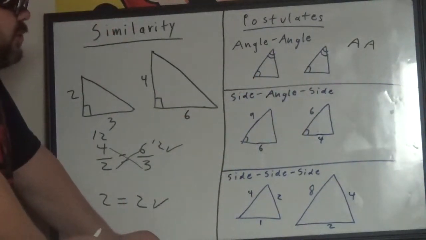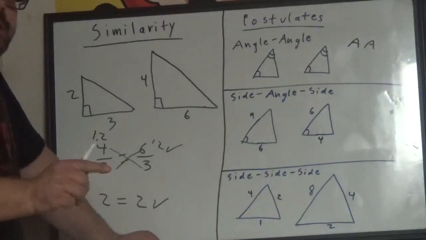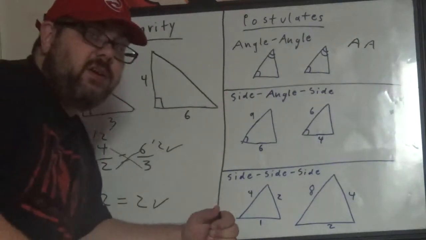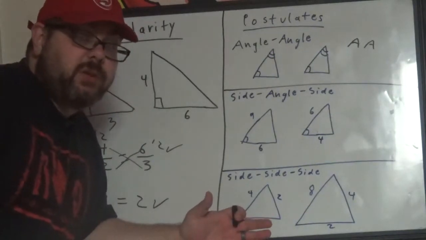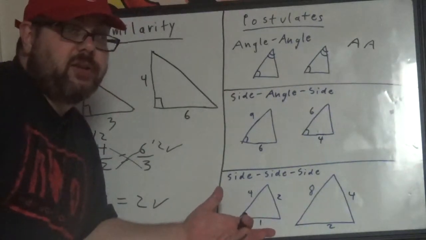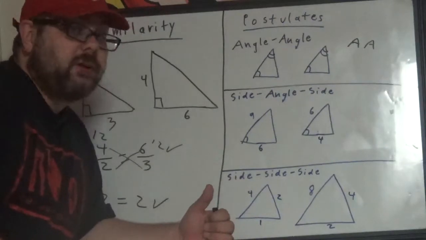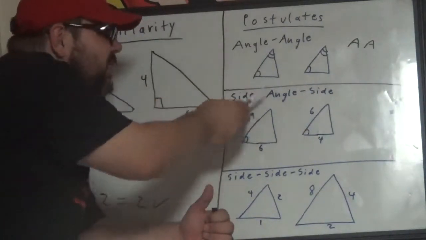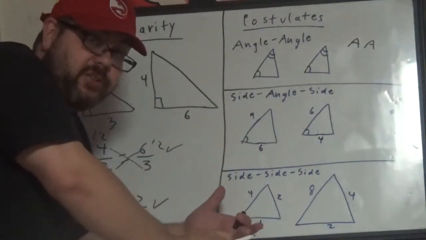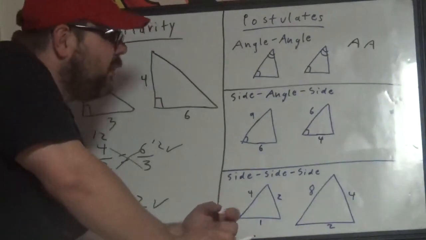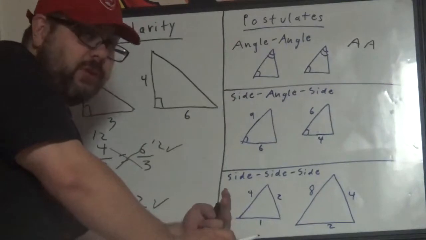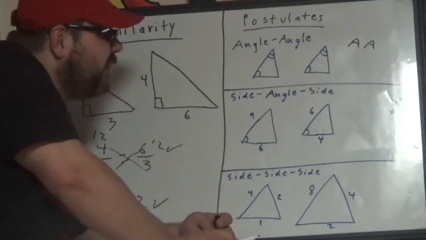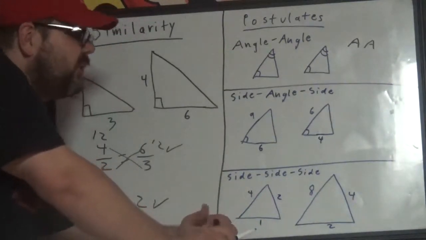If a triangle has 2 angles which are the same, then that automatically means that they're similar, because a triangle has 180 degrees no matter what. If 2 of the angles are the same, by definition the third one must also be the same. So angle, angle, if you have 2 angles which are congruent, then the 2 triangles are similar.